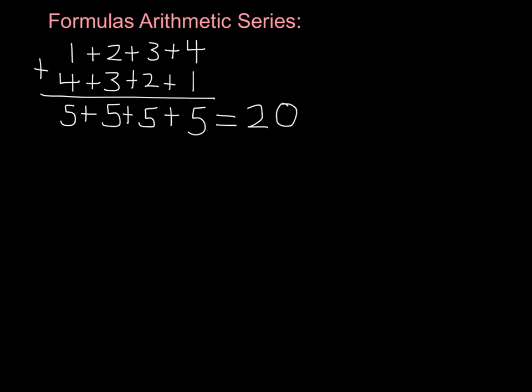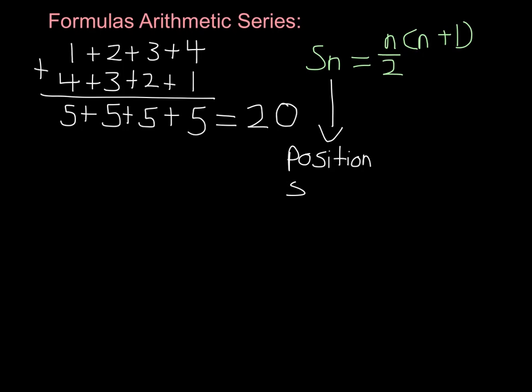When Gauss discovered this, he decided to create the following formula, which is Sn equals n times n plus 1 over 2, which means S series of n, where n is the position in the sequence, times n plus 1, where this n is the same, divided by 2.